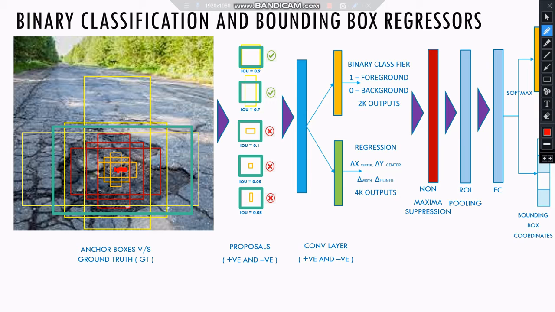The other deltas were the width and height deltas. That is, from this ground truth, what was the difference in height, and what was the width. So these were the deltas which were calculated: delta x center and delta y center, and then delta width and delta height. These were the 4 types of regressor outputs which were predicted.